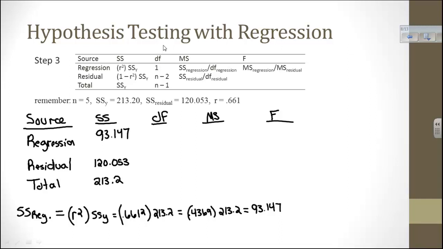Okay, my degrees of freedom. For our purposes, degrees of freedom regression is always going to be 1 because we only have one predictor in our model. We only have one x variable in our model. But I do want to mention that regression is a really powerful tool that can be used to predict a value for y or predict the value for your dependent variable based on many, many, many independent variables.